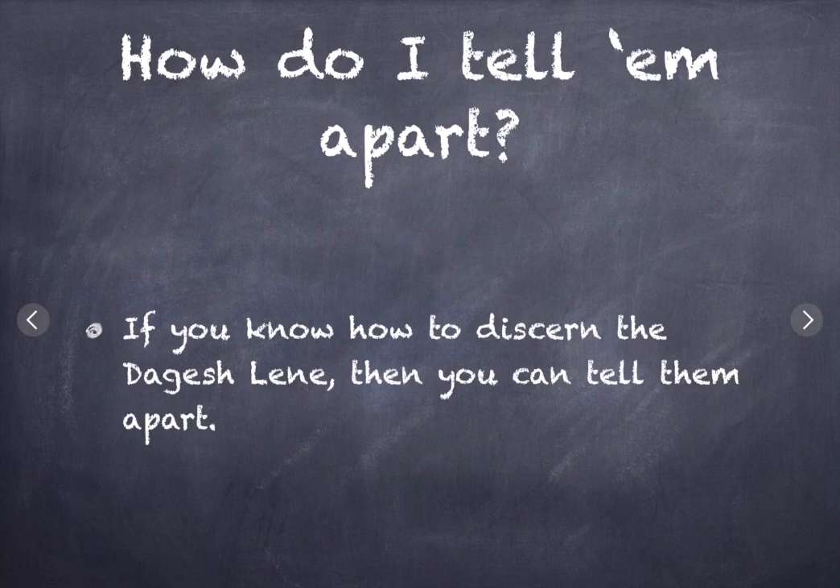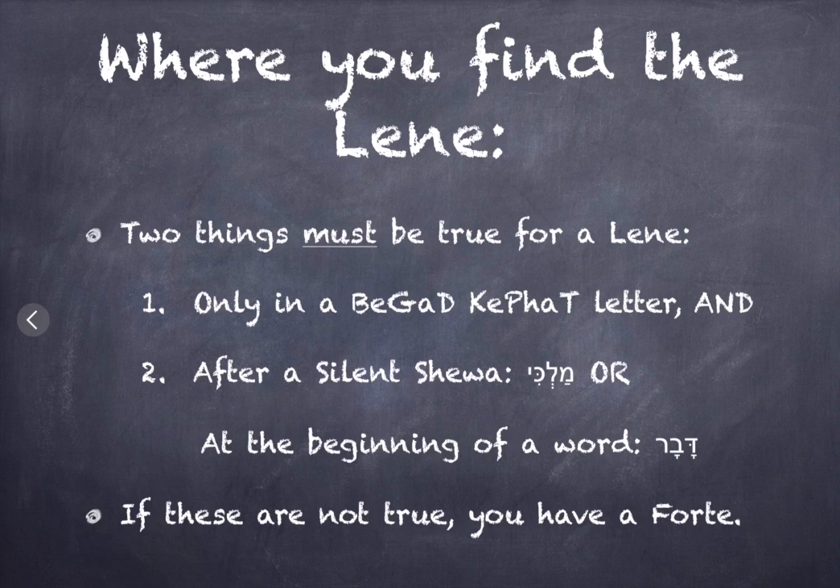So if any letter can get a Dagesh, or if the Begad Kafat letters can receive a Dagesh Lene and a Dagesh Forte, how do you tell them apart? Well, if you can discern the Dagesh Lene, then you will be able to distinguish any dot, whether it's a Dagesh Forte or a Dagesh Lene. And so I'm about to give you a couple of rules that will help you identify the Dagesh Lene. 2 things must be true for a Dagesh to be a Lene. First, a Lene only occurs in the Begad Kafat letters.